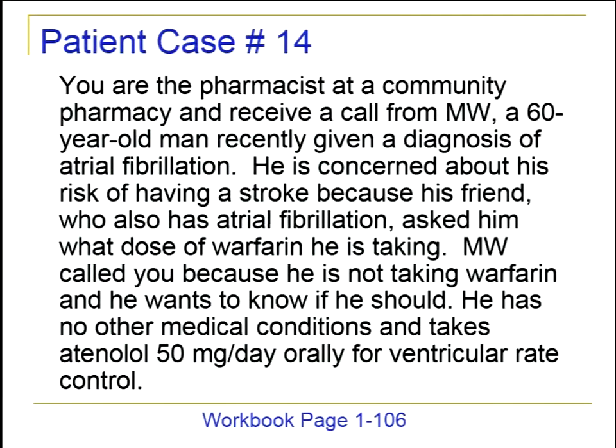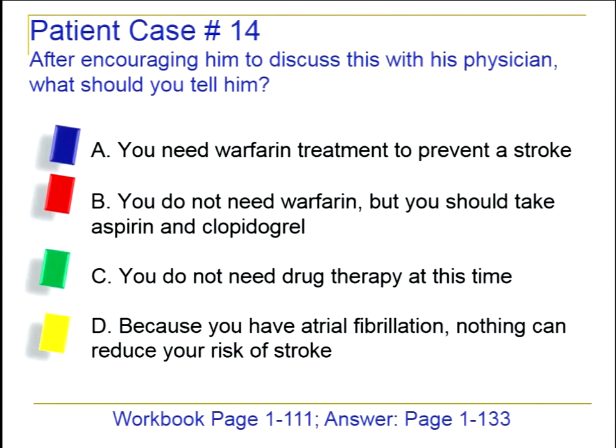Okay, so you're the pharmacist at a community pharmacy and you get a call from MW, who is a 60-year-old man recently given a diagnosis of AFib. He's concerned about his risk of stroke because his friend, who also has AFib, asked him what dose of warfarin he's taking, and he's not taking any warfarin, and he wants to know if he should. He has no other medical conditions, and he takes atenolol only for ventricular rate control, showing you peer pressure is alive and well at any age. So after we say you should talk to your physician about this, what should we tell him?